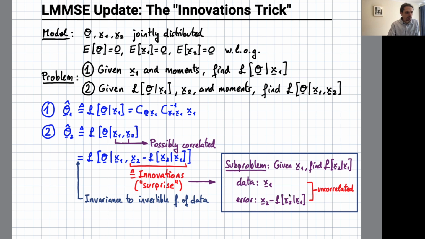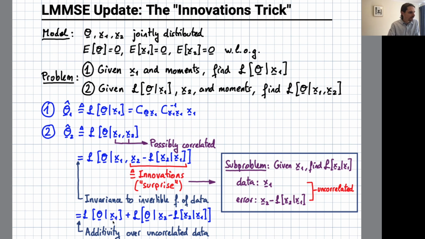Just by invoking our mantra that the data and the error are uncorrelated, we conclude that these two vectors, this vector and this vector, are uncorrelated. And this is the key, this is the trick. What we call here the innovations trick.